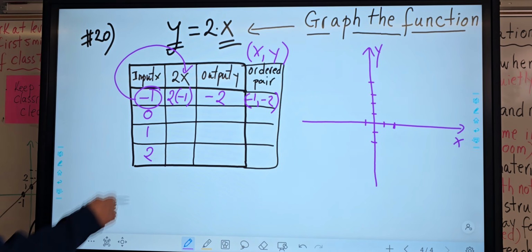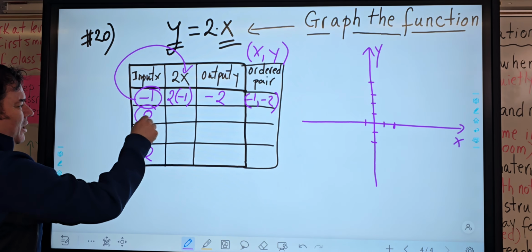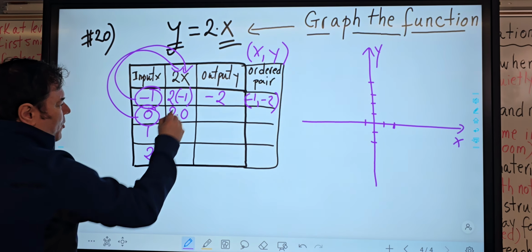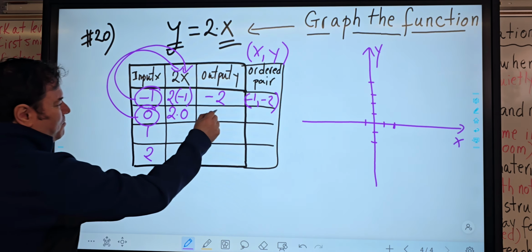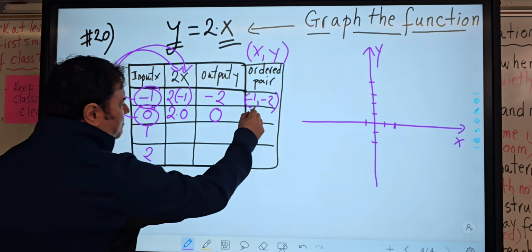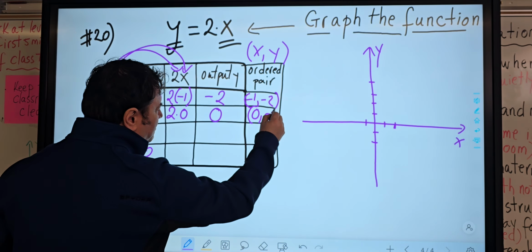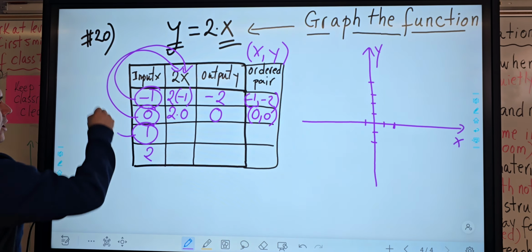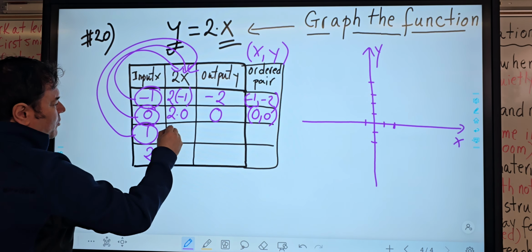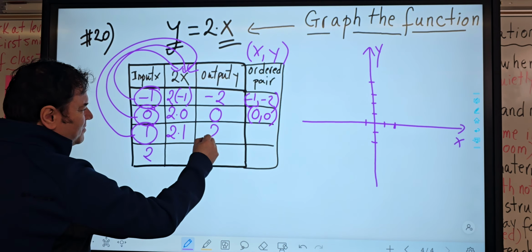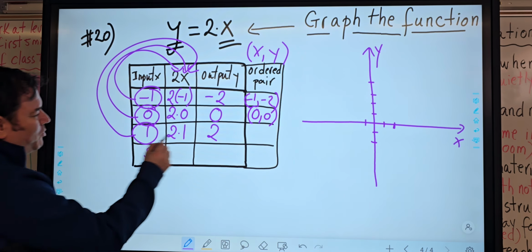Let's continue with 0. So instead of x, now we are going to plug in 0. So we have 2 times 0. 2 times 0 is 0. And our second ordered pair is 0, 0. The third number is 1. So we are going to plug in 1 for x. So we have 2 times 1. 2 times 1 is 2. And the third ordered pair is 1, 2.